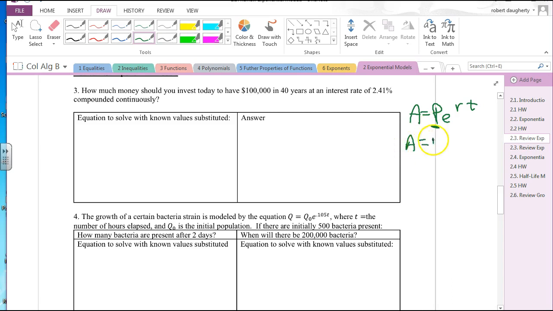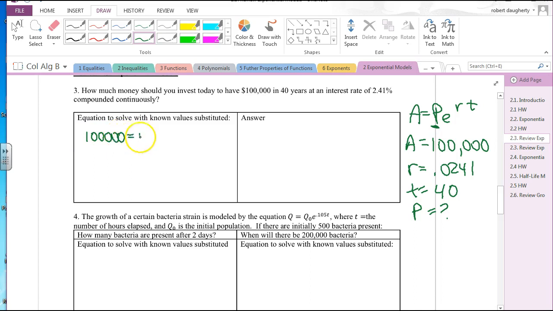So I know that in the future I want $100,000, okay? I know that the rate is going to be 0.0241, and I know that we are leaving that in for 40 years, okay? So P is what we are trying to solve for. So I know that this equation is 100,000 equals P e to the 0.0241 times 12, okay? I need to solve this side for P. That's what I'm solving for.